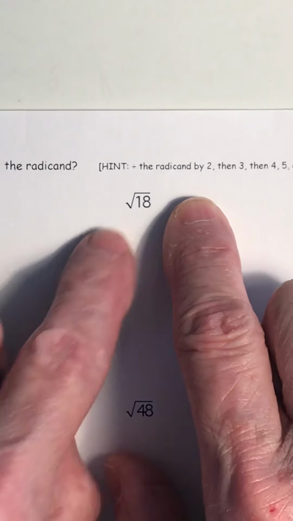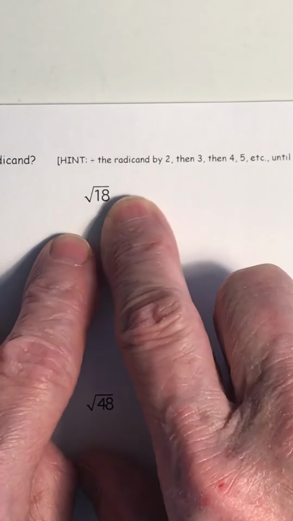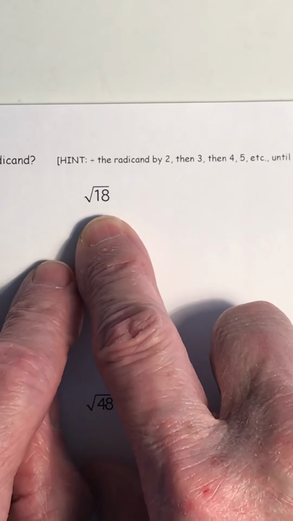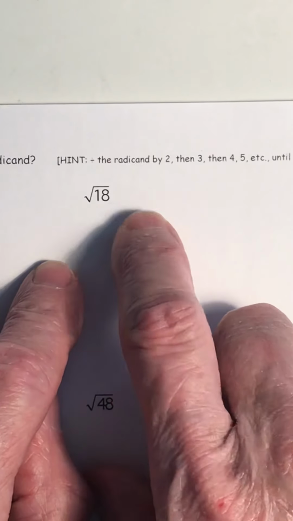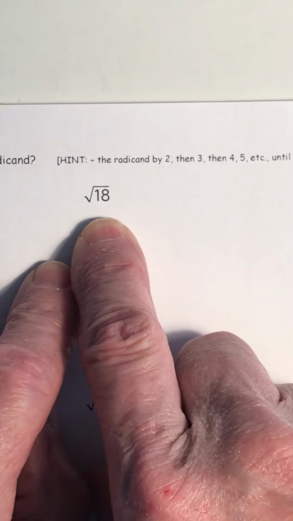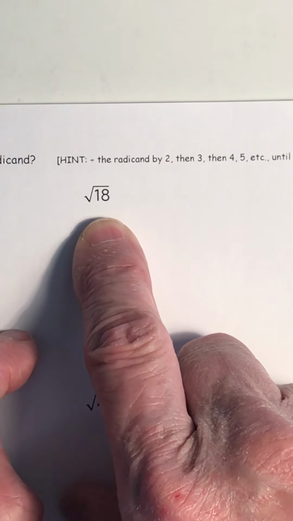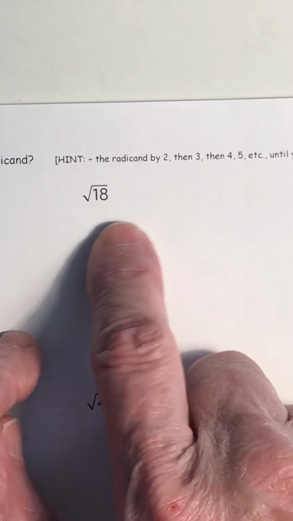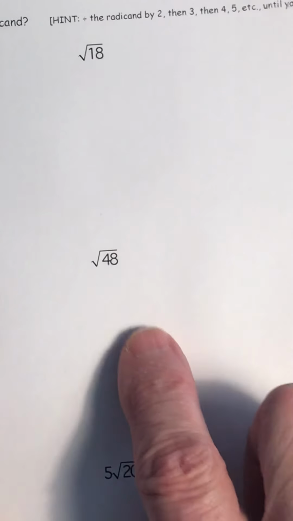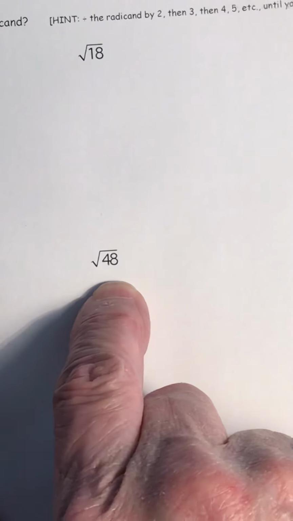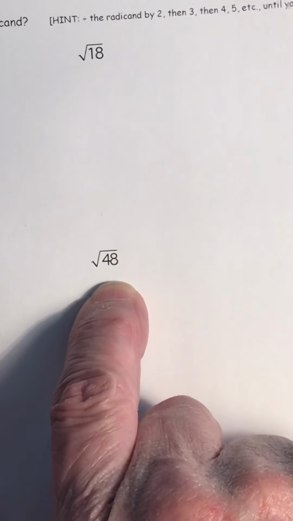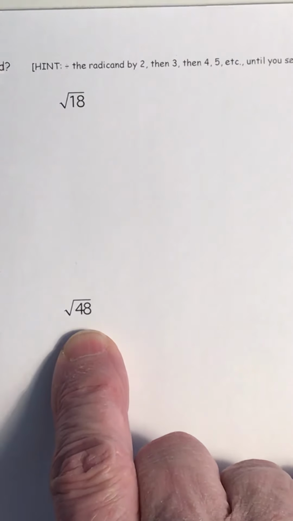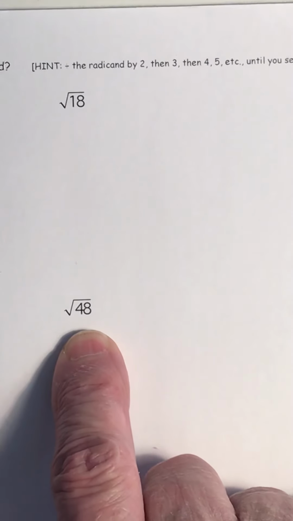Take the radicand, and if it's not a perfect square, try dividing it by 2. And after you do that division, like 18 divided by 2 is 9. See the other number we got, the quotient we got, 9, that is a perfect square. If we divide this number by 2, you get 24. 24 is not a perfect square. But then try dividing by 3. 48 divided by 3 is 16. 16 is a perfect square.